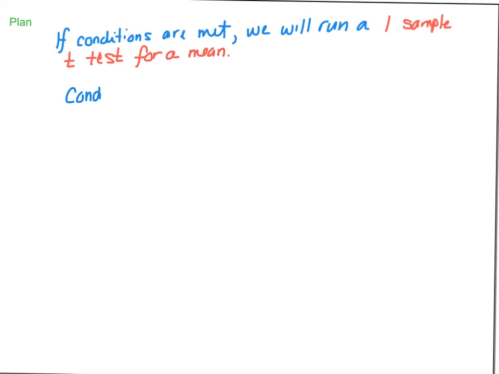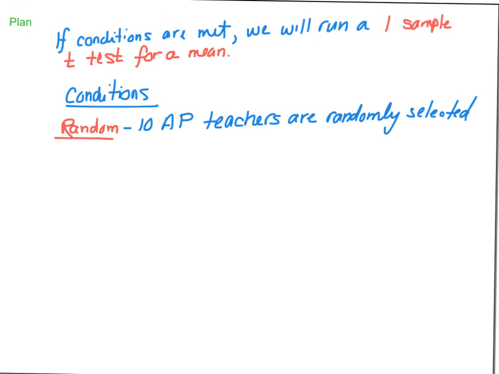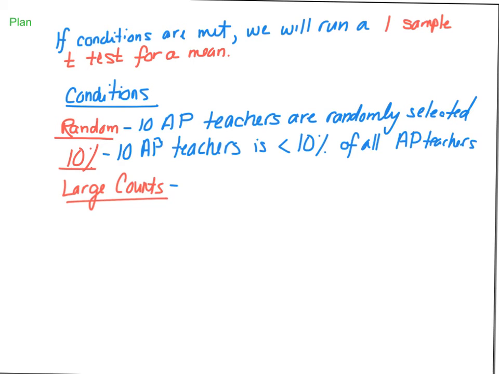So let's go through our conditions. First of all, needs to be random. 10 AP teachers are randomly selected. Next one is my 10% condition. I would say that 10 AP teachers is less than 10% of all AP teachers. So finally, our large counts condition. You might be tempted to make a graph because our sample size is small, but hopefully you caught that IQ scores are going to be normally distributed.